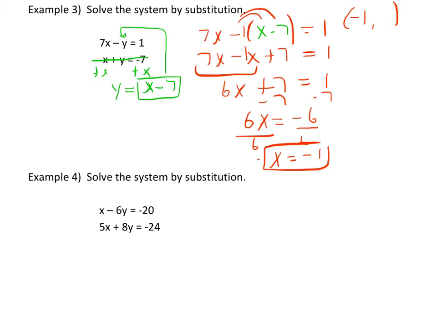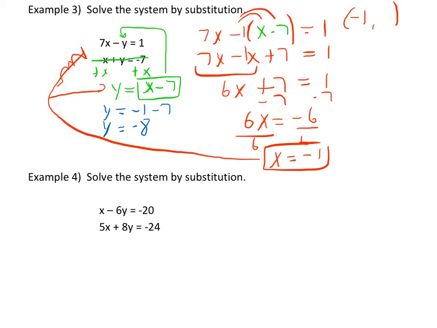That x value can then be plugged into either one of these two equations. Again, all about efficiency and being strategic. Fewer steps, fewer chances of error. So let's not do that one. Let's plug it into this one, which would give us y equals negative 1 minus 7, y equals negative 8. So our solution to the system is negative 1, negative 8.